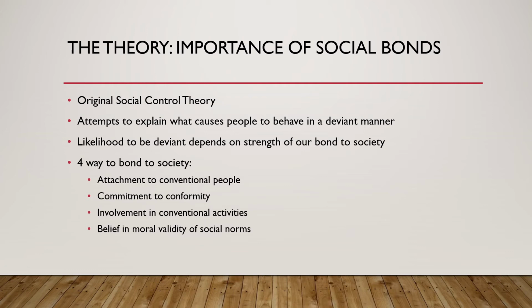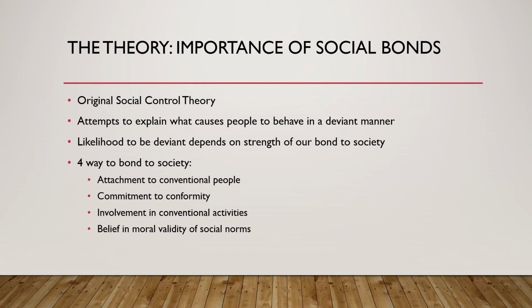According to Hirschi, there's four ways to bond to society. First, attachment to conventional people. Conventional people are parents, siblings, teachers, coaches, things like that, that help hold our social connections together. The second part is commitment to conformity. Commitment to conformity is basically conforming ourselves to the social norms, like working a 9 to 5 job, going to school, things of that nature. The third part is involvement in conventional activities.